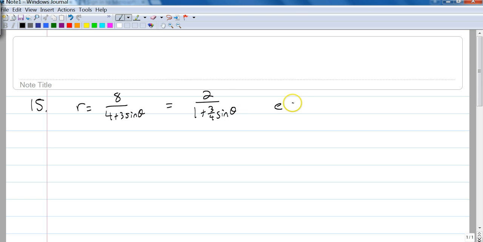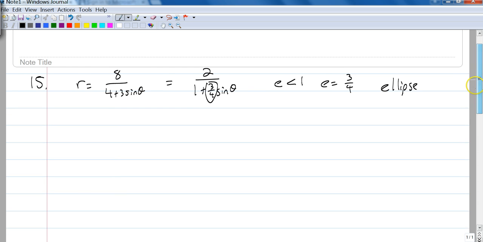Since e is less than 1, because e is equal to 3/4, remember we get our e value here, then we know that this is an ellipse. And you can get the p value too, because 2 is equal to e times p, but again, not important for what we want to do. I was just showing you that it's more important for the directrix, for parabola. But since this one's not a parabola, we don't really care as much.